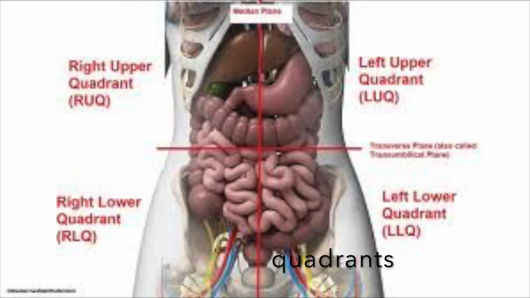Last but not least, we have quadrants. First we have the right upper quadrant, then we have the left upper quadrant, and then we have the right lower quadrant, and then we have the left lower quadrant.